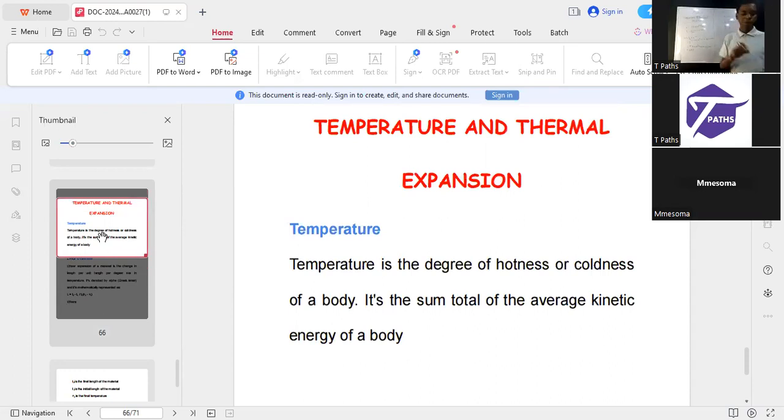All right, so that's not where we are really going today. I just want to give you a brief explanation of temperature. Where I'm moving to today is thermal expansion. So I'll be explaining thermal expansion now. On thermal expansion, we have linear expansion, area expansion, and volume or cubic expansion.